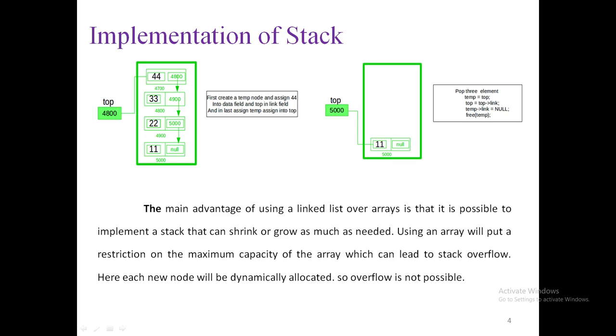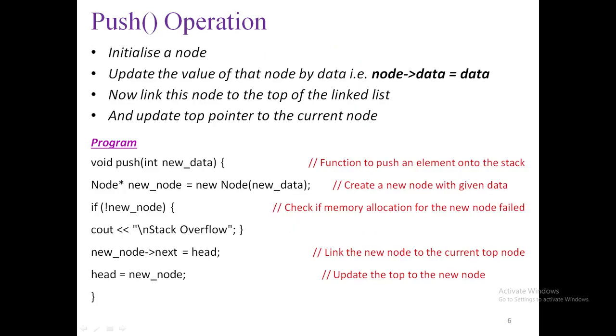In the stack, if 44 is inserted and previously the top was at 4800, 4800 is pointed to by the top. While 44 is inserted, this 44 will now point to the head, then the head will become the new node, as represented here.